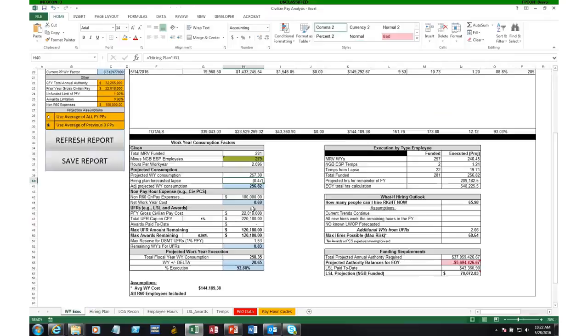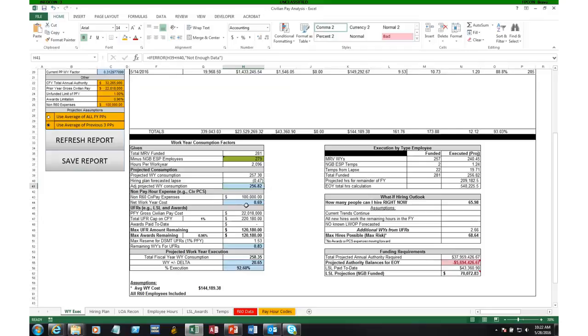Go back to our execution plan, and now we've got that addressed as well. So our projections are based upon what we've done with our HR and what they've told us is going to happen in the coming pay periods. So there's that factor, adjusted projected work year consumption right there.